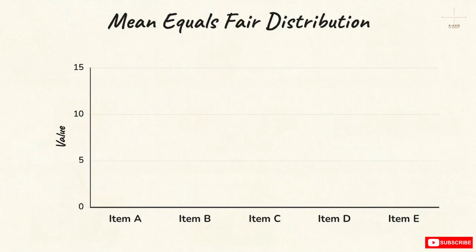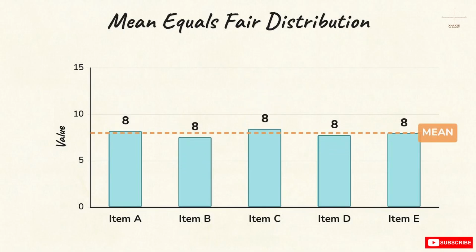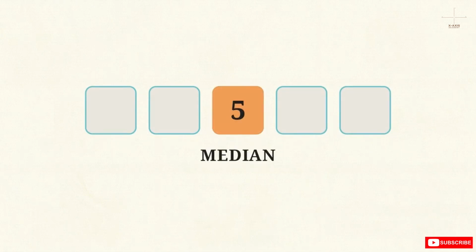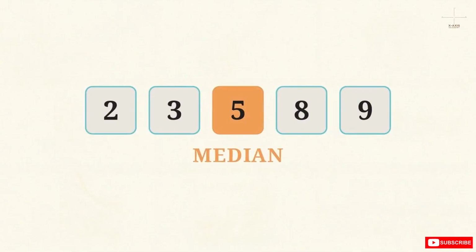The mean acts as a fair share. It takes the total accumulated value and distributes it perfectly evenly across the entire dataset. The second average is the median. This is the literal middle number of your list. But to find it, you must follow an absolute rule. The data must be sorted first.